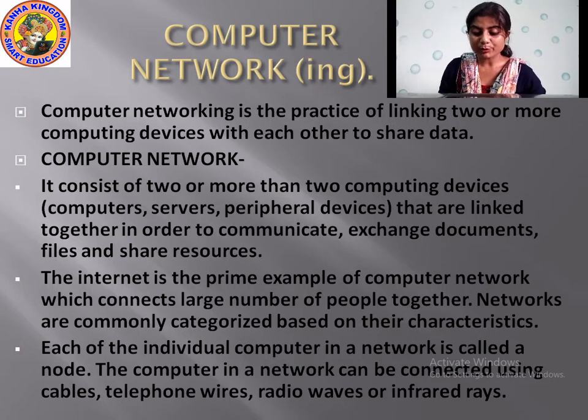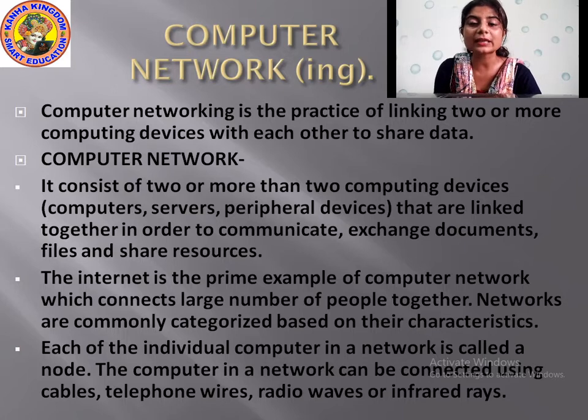Understood? Then the computers in a network can be connected using cables, telephone wires, radio waves or infrared rays. How can we connect to a network? By using cables, yes or no? The cable wire we can connect through the network. Then by using telephone wires also. Then radio waves, through signals, we can connect. And infrared rays. These are some connections through which we can connect to a network.